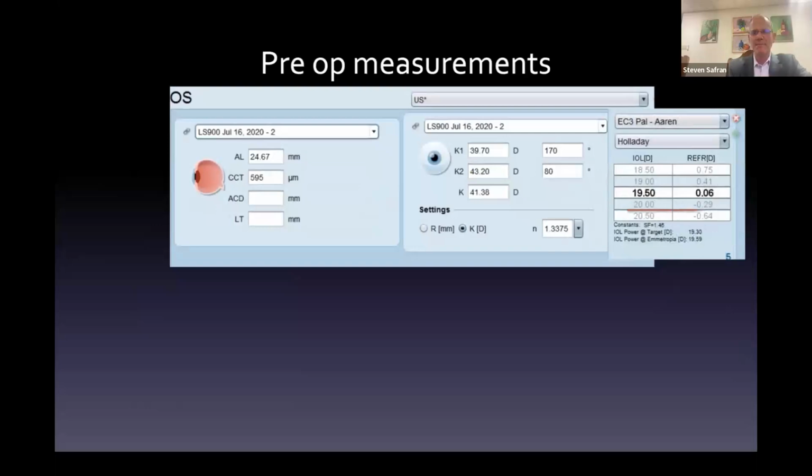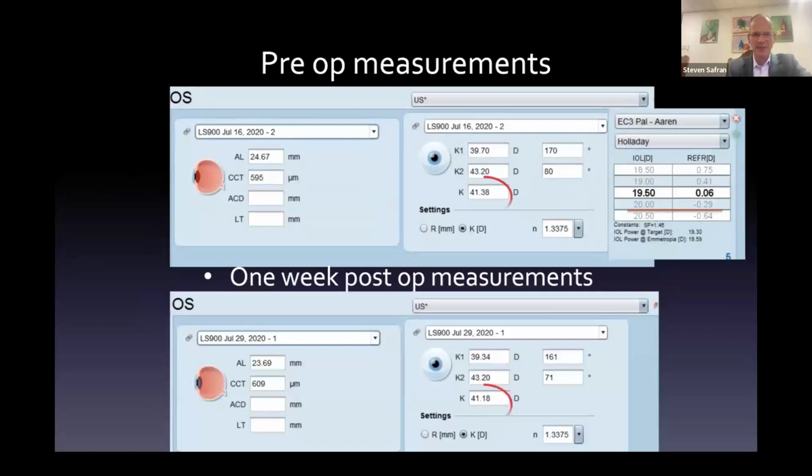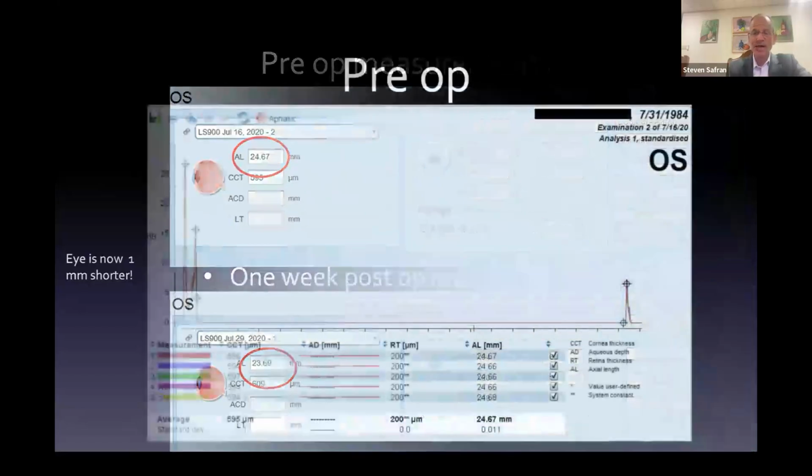So these are his pre-op measurements. It's saying we needed a 20 diopter lens. These are his post-op measurements. The Ks haven't really changed. They're pretty steady. But look at his axial length. His eye is now 1 millimeter shorter than it was pre-op. And it says he needs a 23 diopter lens.